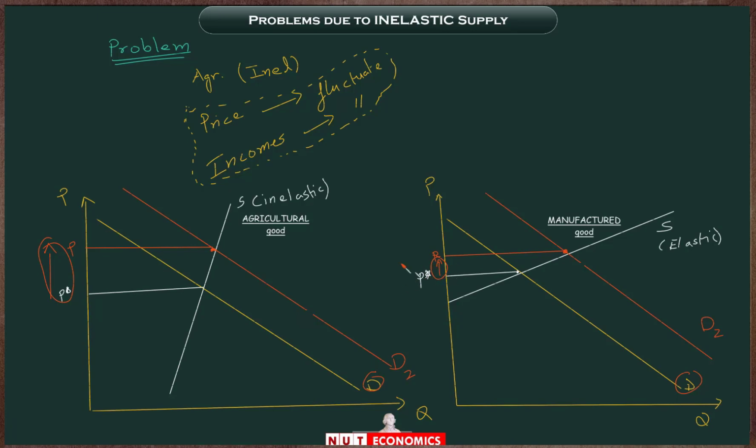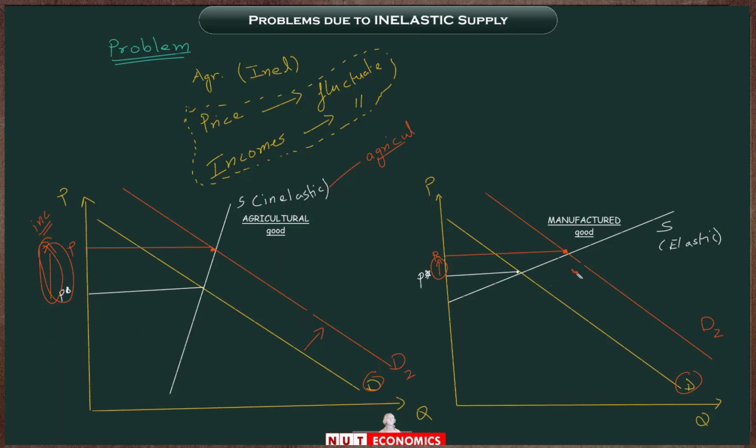And this is where we say that, look, agricultural commodities, they have inelastic supply. And therefore, when the demand for agricultural commodities changes, the price changes quite a lot. And since price is changing quite a lot, the incomes of these farmers will change quite a lot.